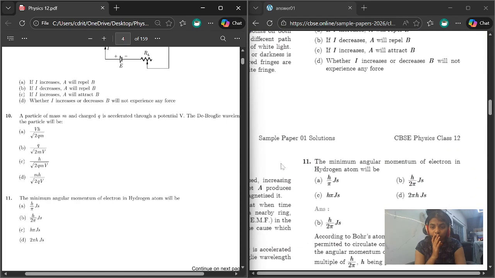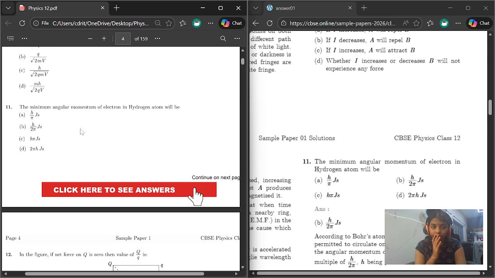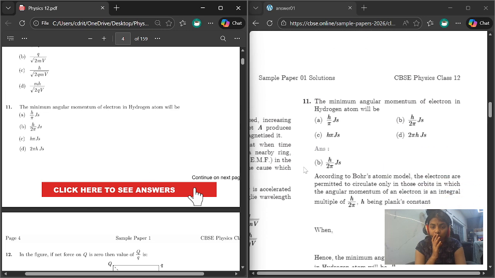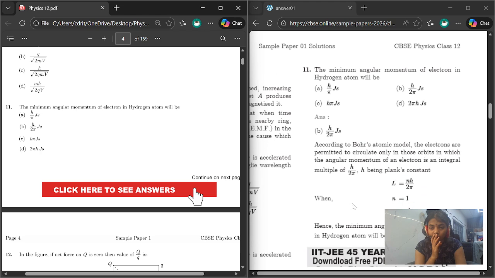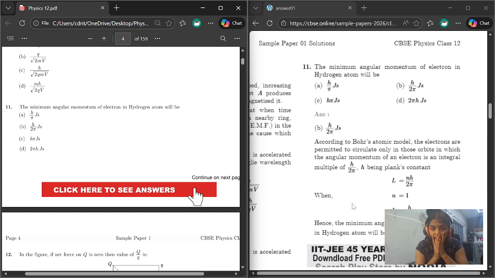And also we know the minimum angular momentum of an electron in the hydrogen atom. According to Bohr's atomic model, electrons are permitted to circulate only in those orbits in which the angular momentum of an electron is an integral multiple of h divided by 2 pi, h being Planck's constant. L = nh/2π and n = 1. Thus L = h/2π, hence the minimum angular momentum of an electron in a hydrogen atom will be h/2π.